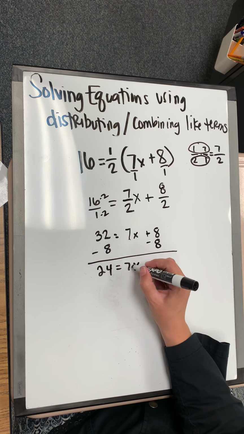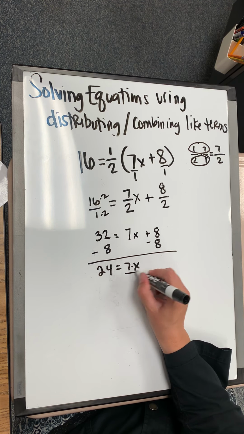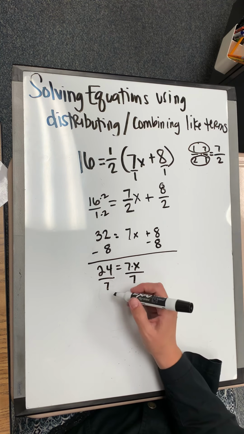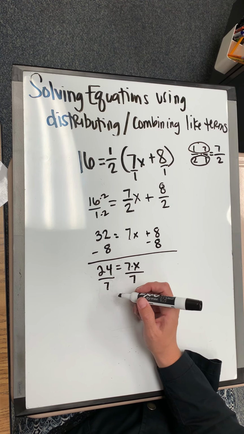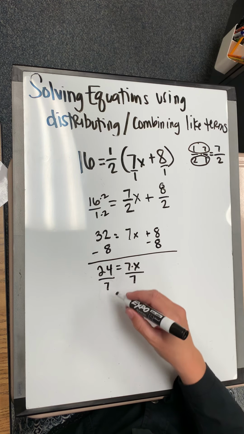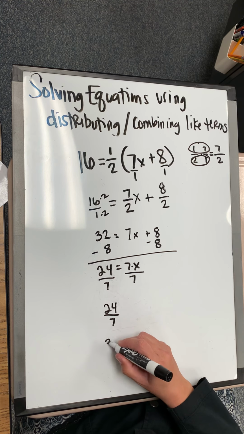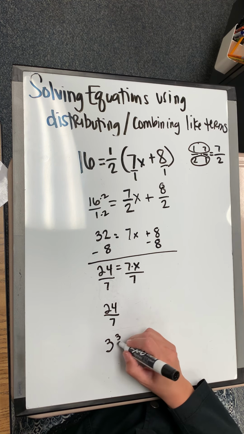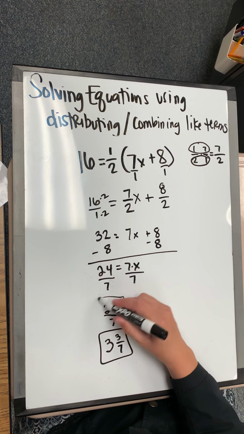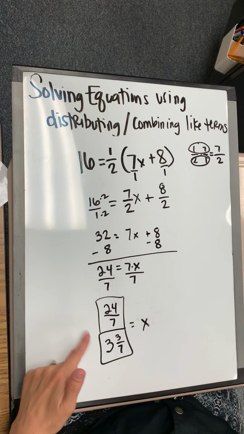Now these two are multiplying, so you want to divide to get rid of it. So we'll divide to get rid of that. When we divide, it won't reduce and it doesn't go evenly, so our answer will be 24/7. If it was a mixed number, it would be 3 and 3/7. So this is the same value as this. It just depends on what form it wants. Both of them are equal to x because they're the same value, just a different way to write it.